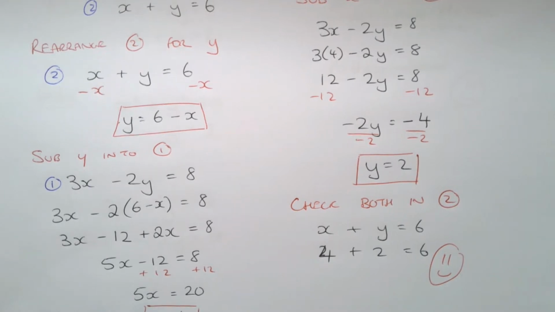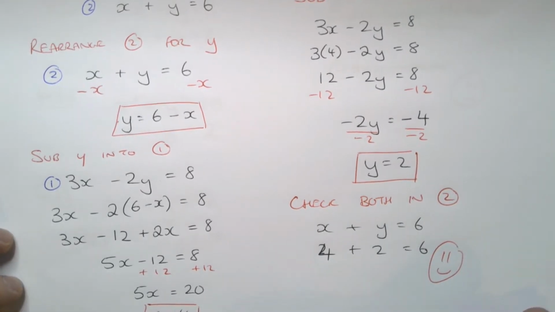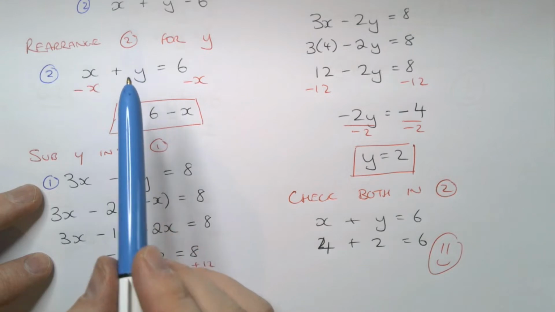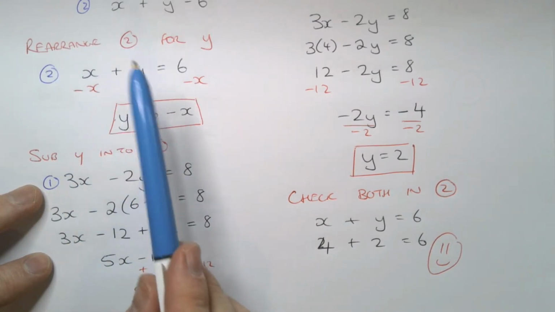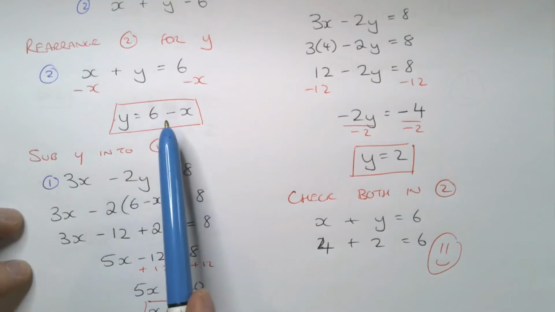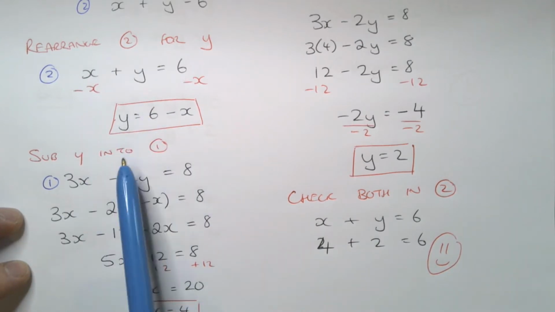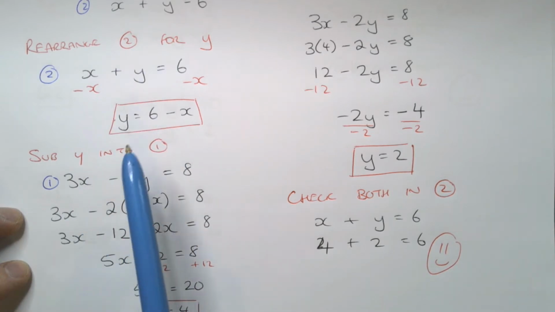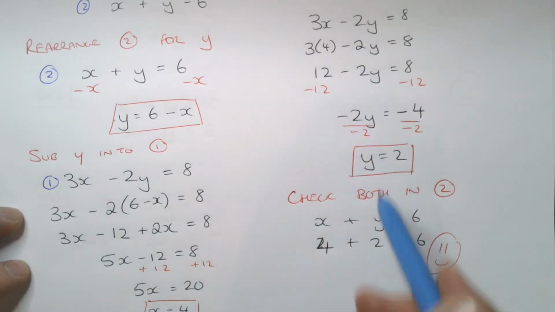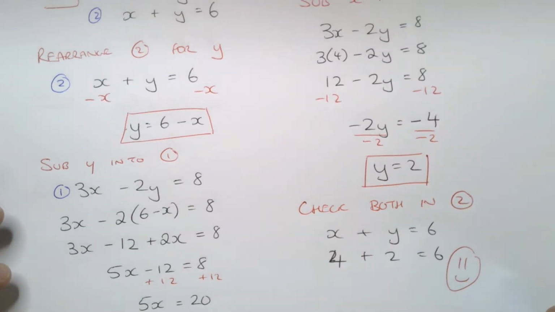So what's the difference between substitution and elimination? In substitution, you try to get one of the letters on its own. I got y here, but you can get x on its own as well. Then substitute that into the other equation. I rearranged equation 2 and subbed it into equation 1. Then I got one variable, and then I did the same as previously: I sub it into the other equation.